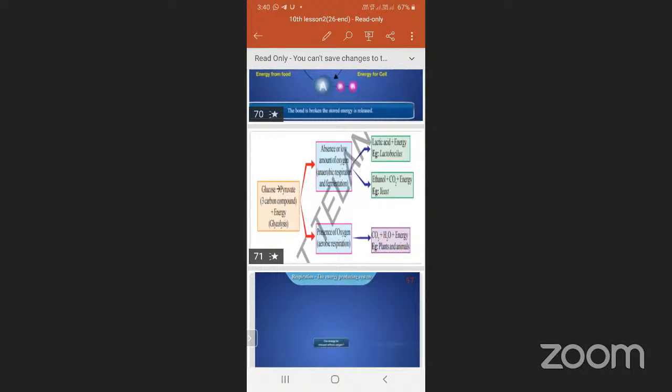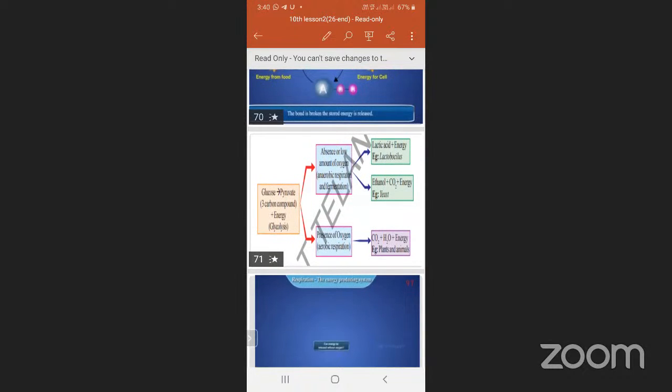Glucose to pyruvate, a 3-carbon compound, plus energy: glycolysis. In the second stage, in the presence of oxygen, aerobic respiration: CO2 plus H2O plus energy. Example, plants and animals. On the other side, if oxygen is absent, not utilized, or low, anaerobic respiration, fermentation. If there are lactobacillus bacteria, lactic acid plus energy. If yeast, ethanol plus carbon dioxide plus energy.